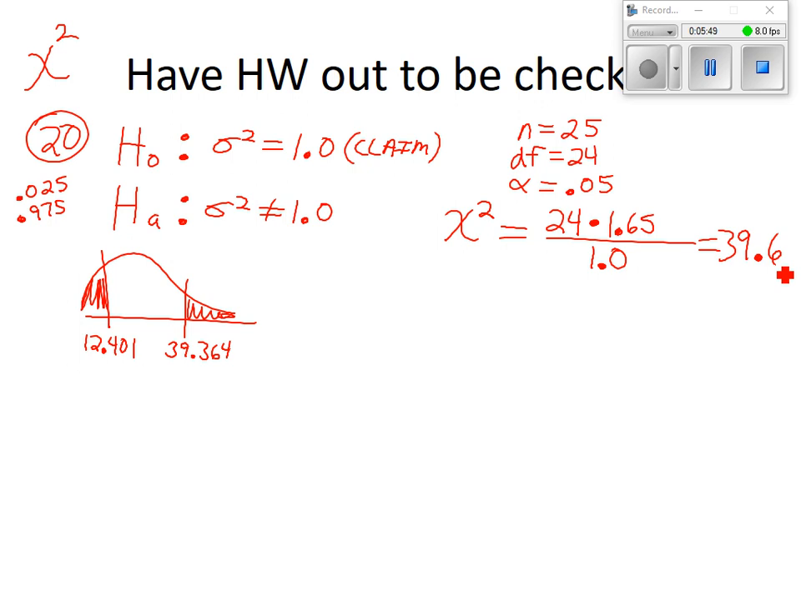Next thing we do, decide whether to reject or fail to reject the null. So we check, see where does this fall on our graph. Does it fall in the white or the shaded part? Shaded part, everybody agree with that? So what's that tell us? Reject. Reject the null.